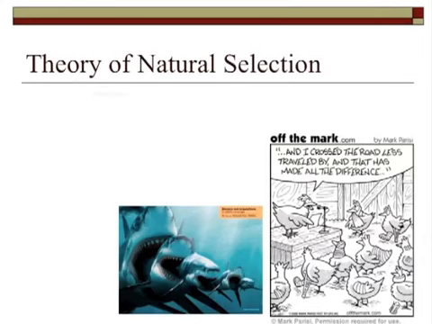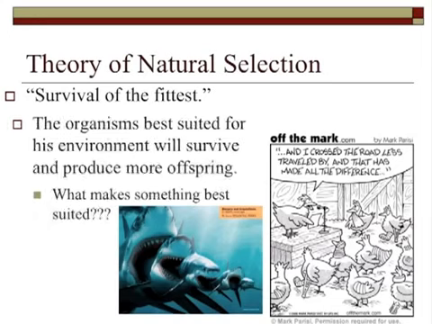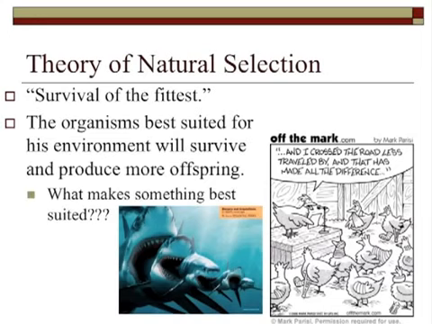The theory of natural selection is also known as the survival of the fittest. So basically, the organisms best suited for their environment will survive to produce more offspring. What actually makes something best suited depends on the environment. So it's not just that the strongest will survive, but if the strongest person is best suited for that environment, if that's what's needed for that environment, then they will survive.